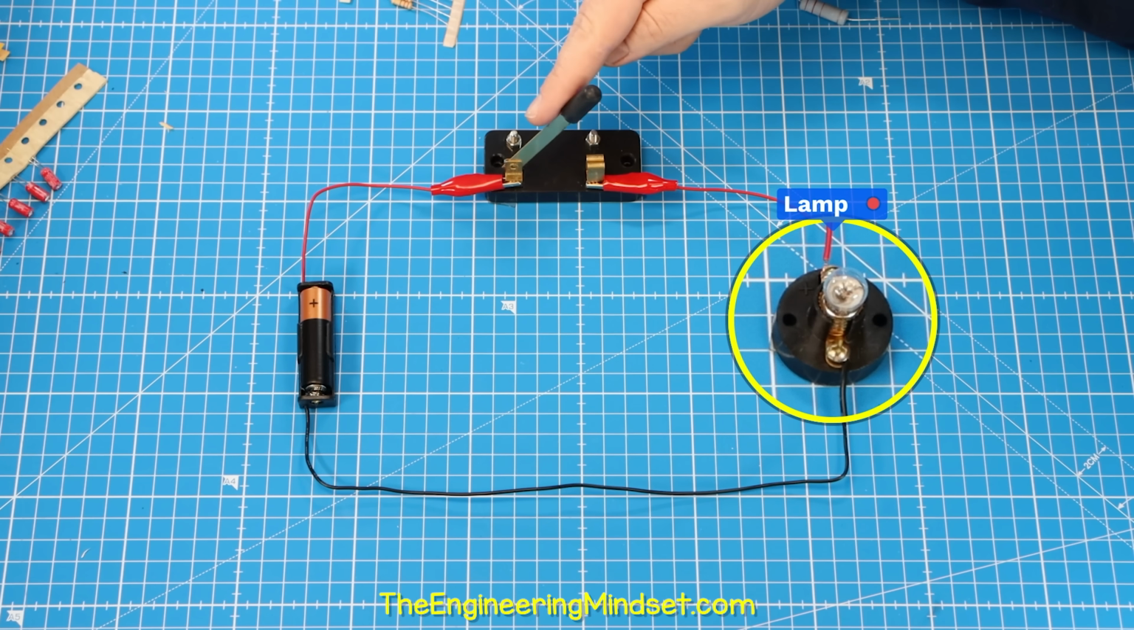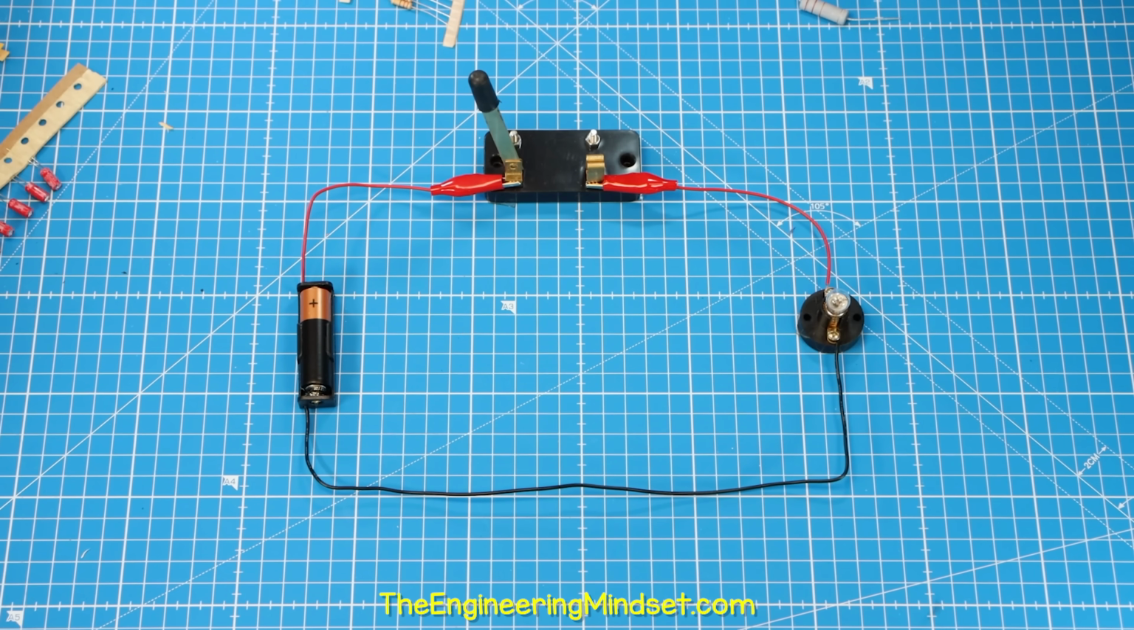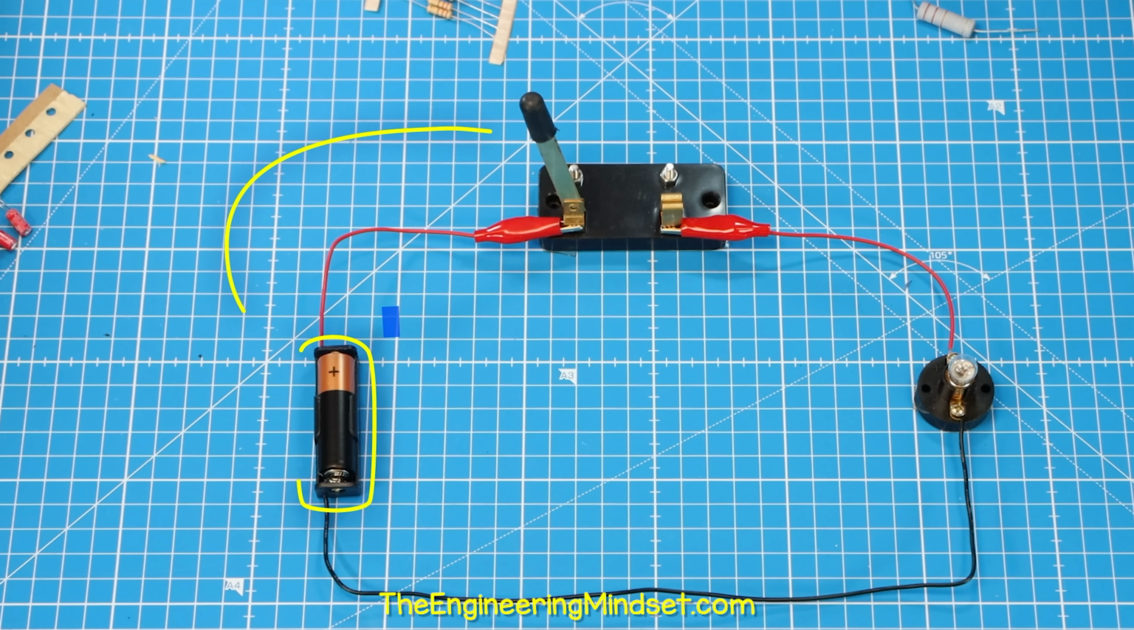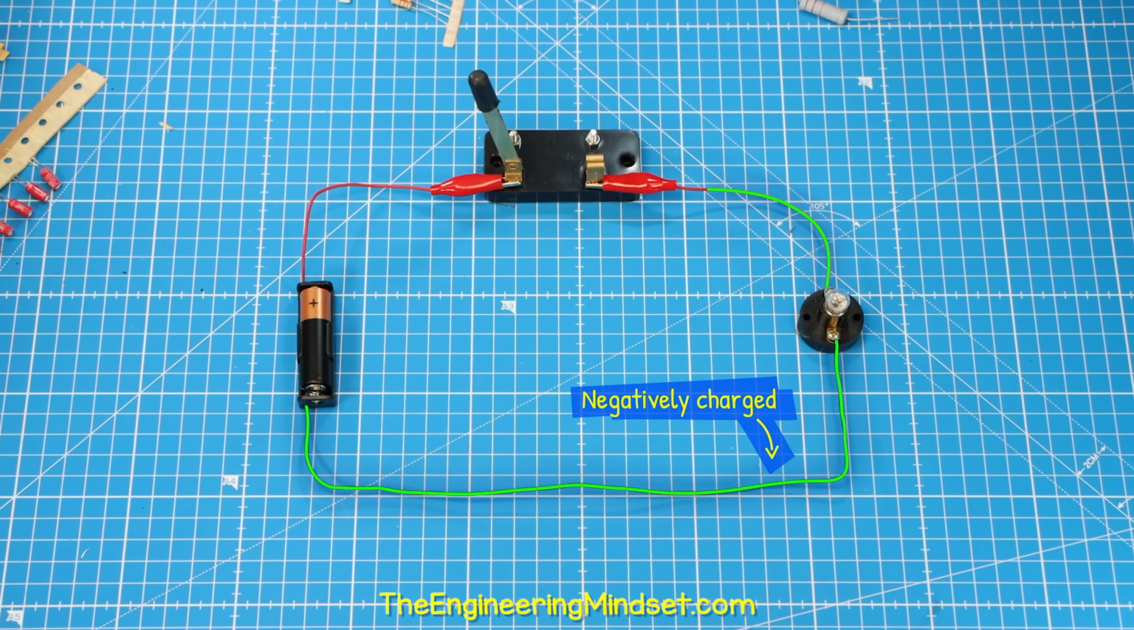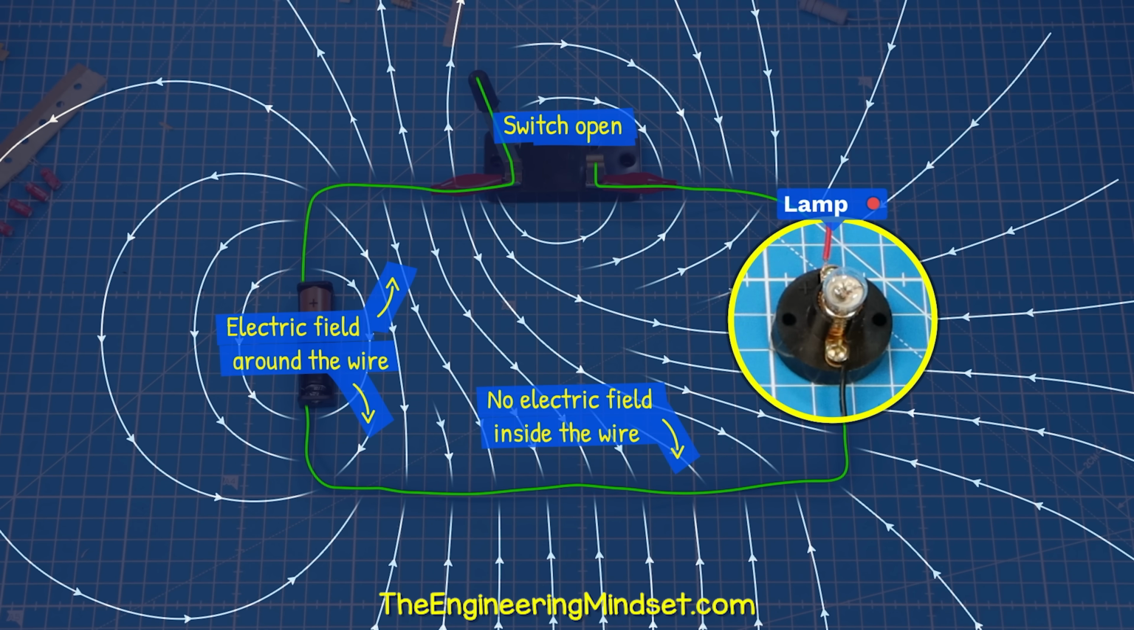Now, the circuit typically has a switch to control when current can flow through the lamp. The battery is usually already inserted, and the switch is on the positive side. That means that this section becomes negatively charged, and this section becomes positively charged. So we have an electric field around the wire, but not in the wire, so no current will flow.